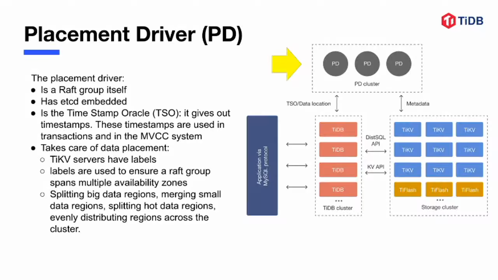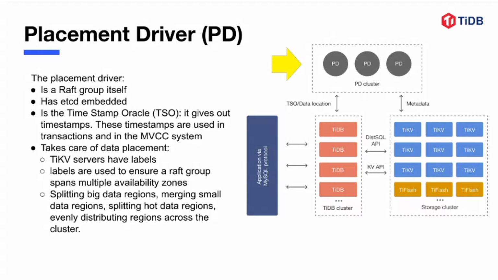The placement driver also takes care of the placement, so where a specific piece of data is placed. This is taking into account the labels of the machines, which can be like the availability zone or other properties. This is to make sure that, if we have like 3 copies of a specific set of data, these 3 are all placed in different availability zones, to make sure that any of the availability zones can fail without causing any interruptions in the cluster.